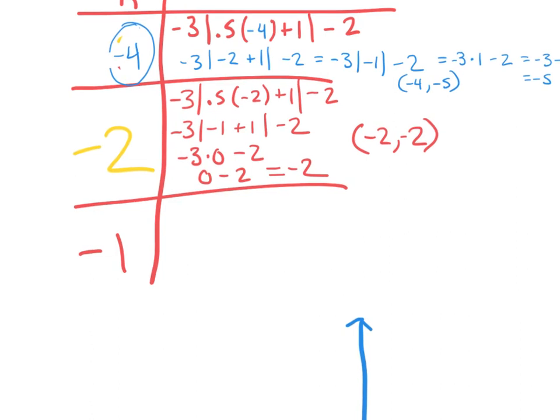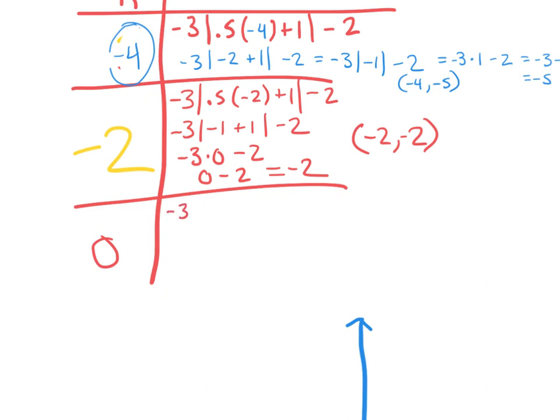Now we didn't want to work with odd numbers, so what's another number we can plug in besides -1? 0. 0 is going to be nice and easy to work with. So let's plug in 0.